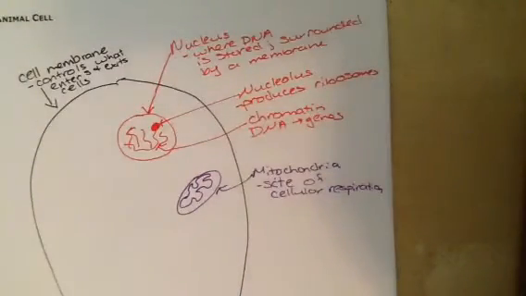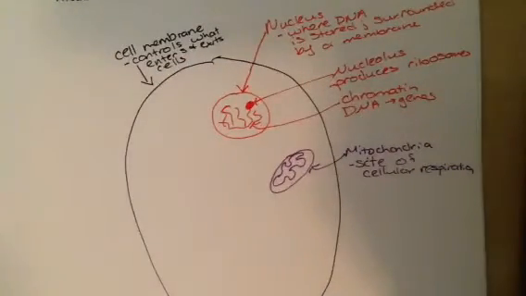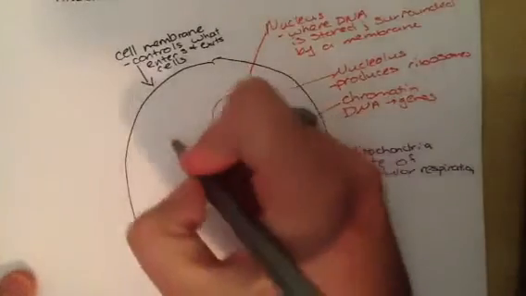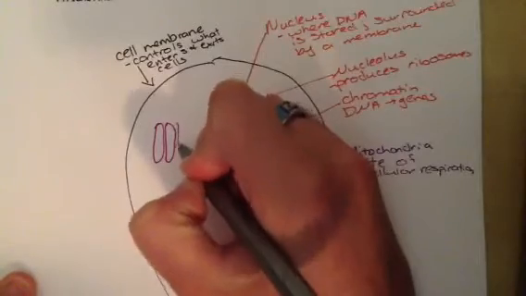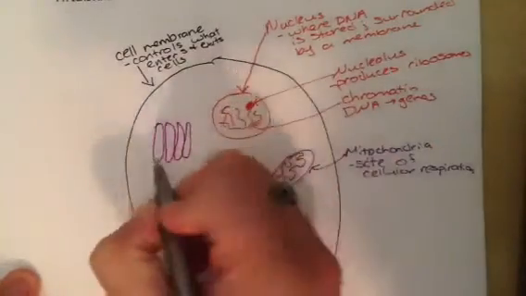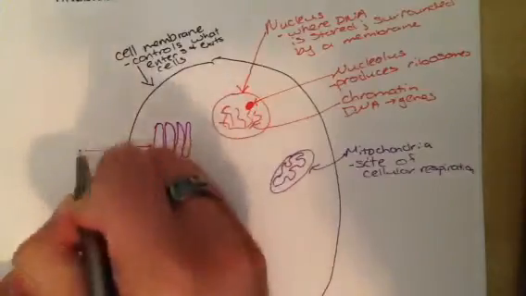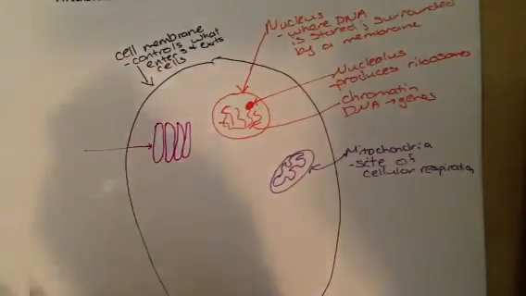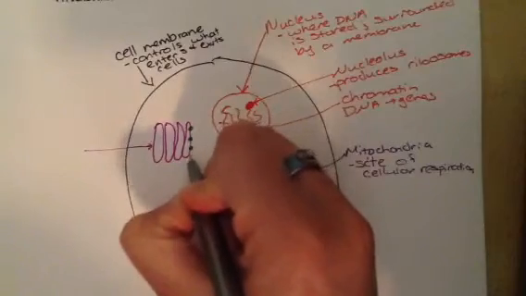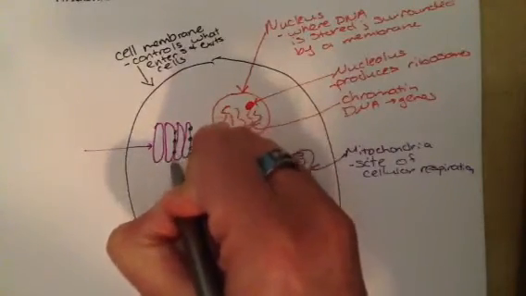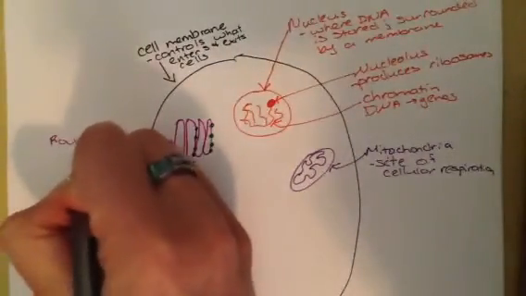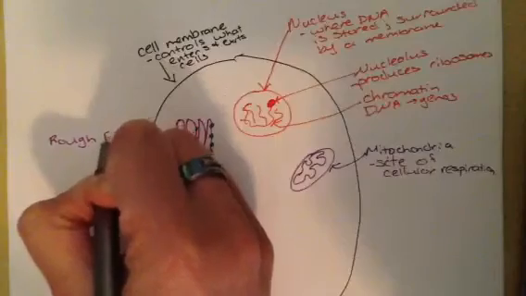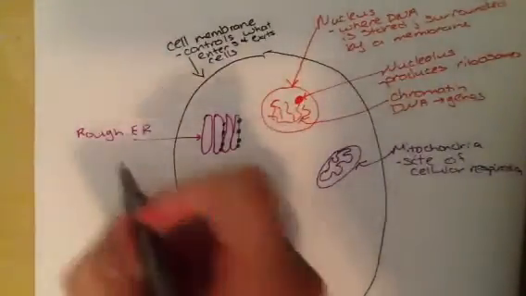Okay. Another thing that you might see is the ER. So we'll draw our ER. There's actually two types of ER, so we're going to draw the rough one first. Usually they're represented like this, little flat pancakes. And if this is a rough ER, we need to draw some little bumps on it. Those little bumps we'll talk about in a second, but we'll just put them on there. So this is our rough ER. ER stands for endoplasmic reticulum.